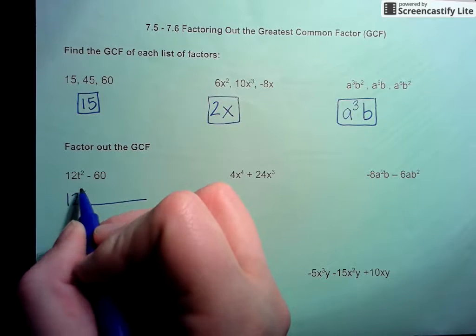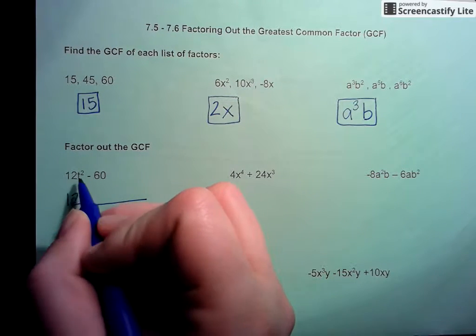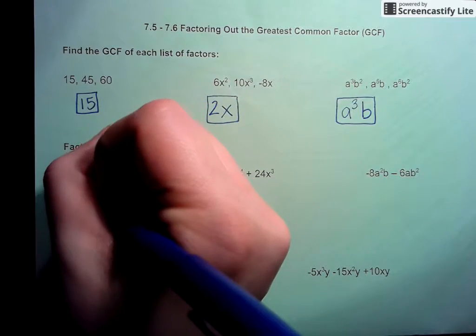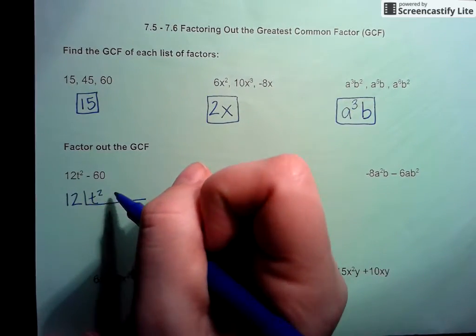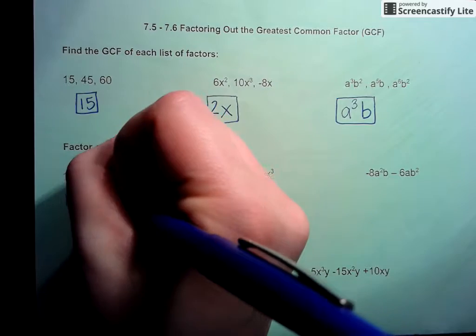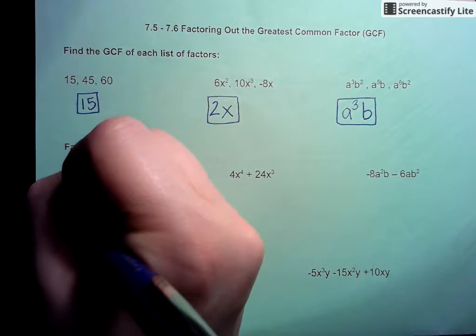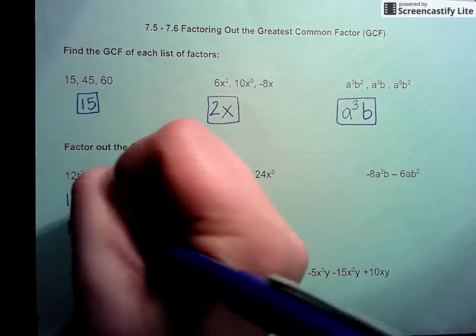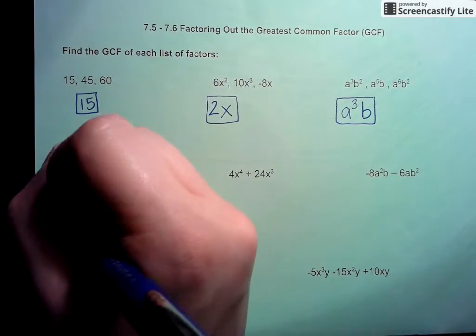So that's my GCF. Now I have to ask myself, 12 times what is going to give me 12t squared? Well, that would be 1t squared, or just t squared. 12 times what is going to give me negative 60? That's going to be negative 5, because 12 times negative 5 is negative 60. So I'd rewrite it as 12, my GCF, on the outside, times t squared minus 5. That would be my final answer.